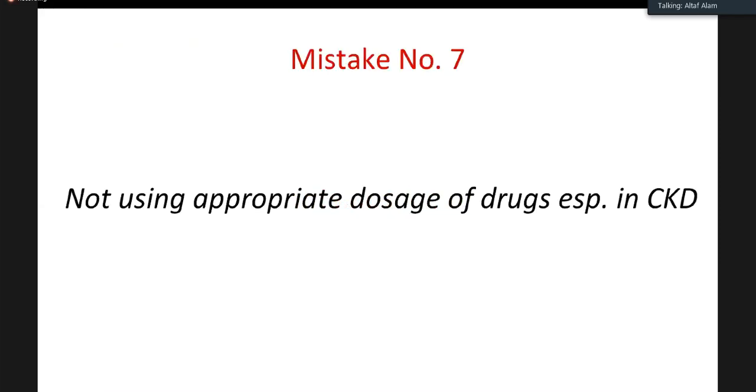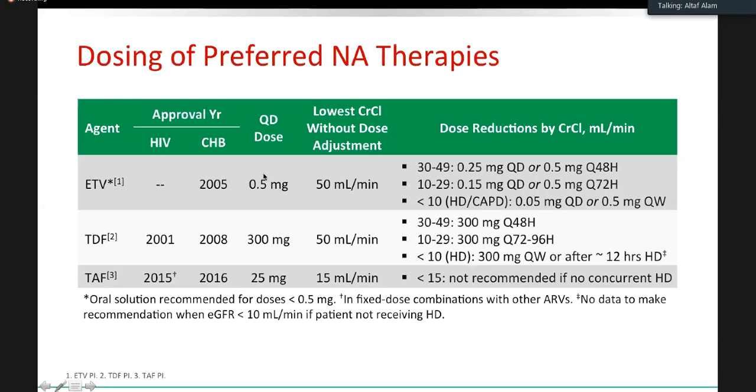Next mistake, not using appropriate dosage of drugs, particularly in CKD. What are the doses of the drugs? Entecavir 0.5, TDF 300, and TAF 25. They are okay, particularly entecavir and TDF, up to creatinine clearance of 50. But less than 50, you need to adjust the dose.